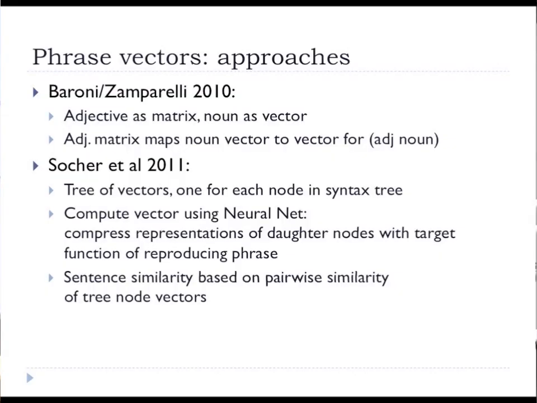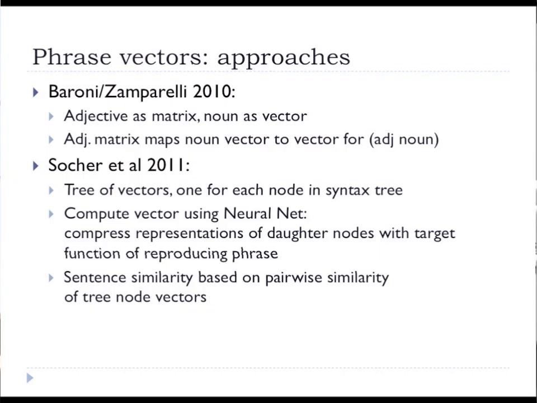Other approaches say, well, let's do adjectives as matrices and nouns as vectors and apply the adjective matrix to a noun vector to get a vector for the adjective-noun pair. And again, this is only for adjective-noun pairs, so all that I've shown you so far are approaches for relatively short phrases, 2 words, 3 words. And the only one that I'm aware of that can do phrases of arbitrary length, apart from stuff like vector addition, is Socher et al., who do a tree of vectors.